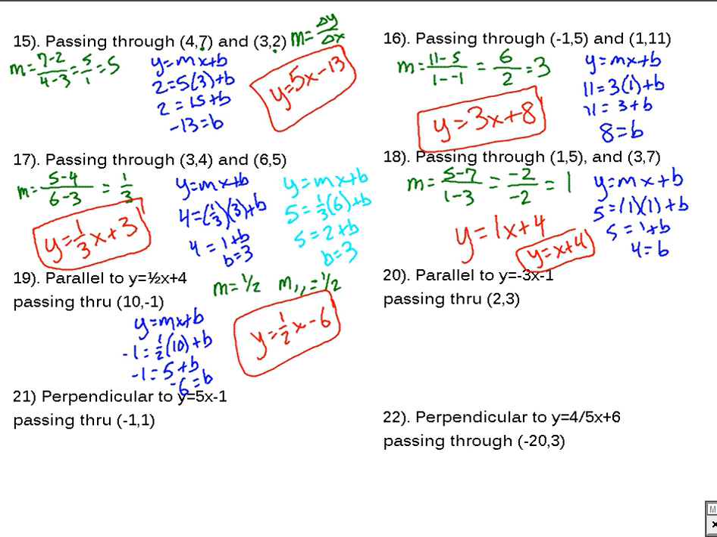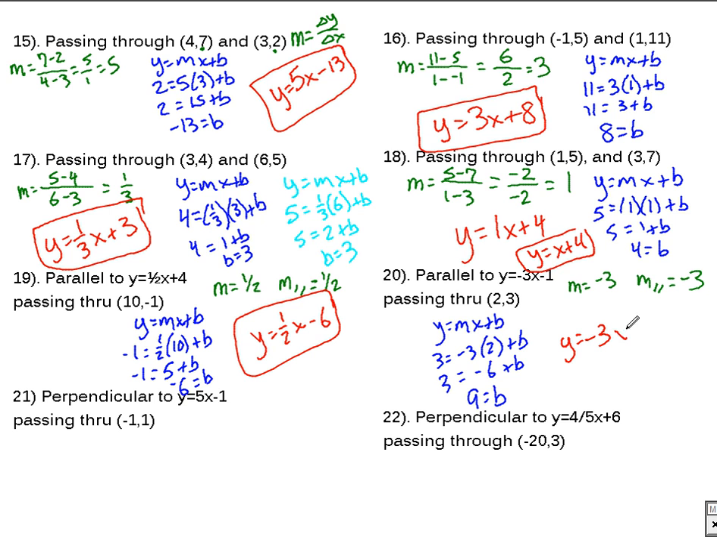Number 20, same thing. They gave you a slope of negative 3. The parallel slope to that is also negative 3. So we do y equals mx plus b. My y is 3. My slope was negative 3. My x was 2. So this becomes negative 6. I add 6 to both sides. That's how I get 9 equaling b. Y equals, my slope was negative 3, negative 3x plus 9.